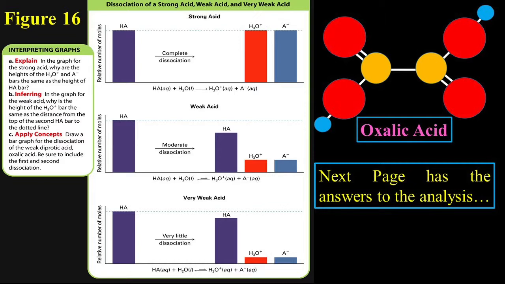So let's examine what we would conclude from A, B, and C on the next slide. And also I included a molecular diagram of oxalic acid, which is an organic acid, essentially. It's very weak, but when you think of organic chemistry, you think of oxalic acid, and it's a weak acid again. And on the next page, we have the answers to the analysis.